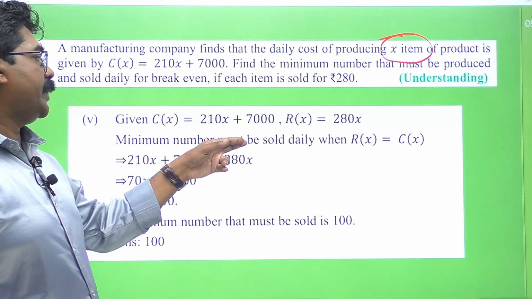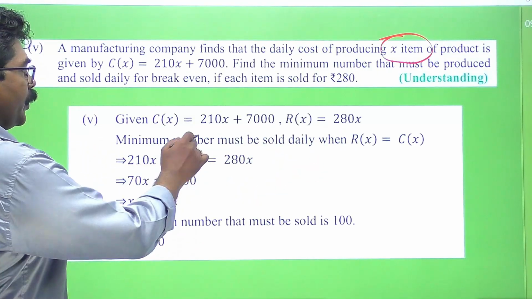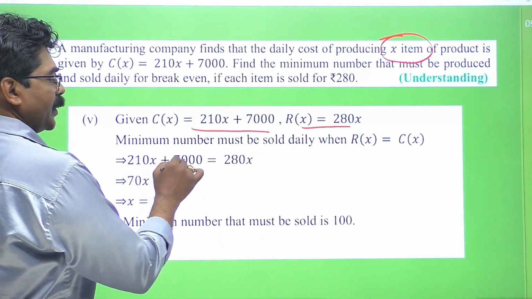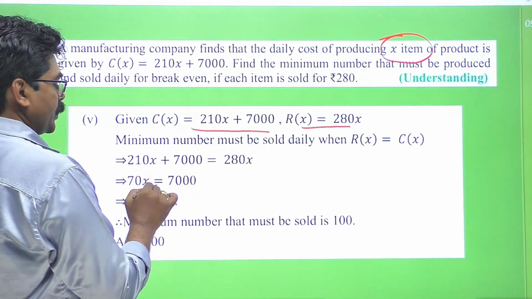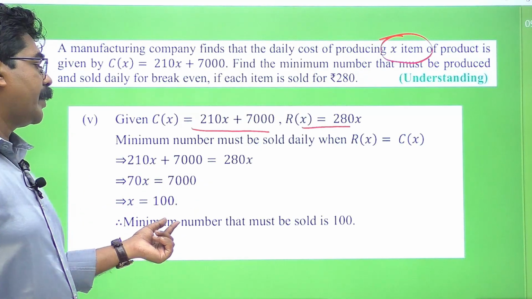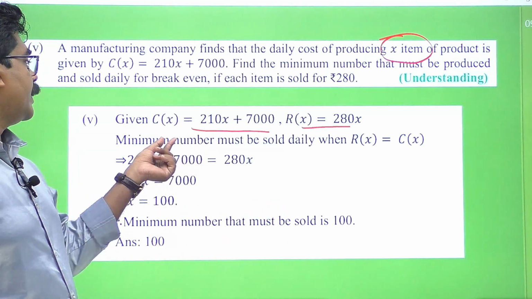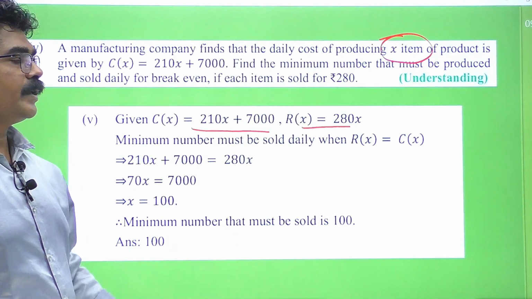Minimum number must be sold daily when R of x is equal to C of x. If you equate these two terms, 210x plus 7000 is equal to 280x. This is 70x is equal to 7000 and x is equal to 100. Therefore, minimum number of items is equal to 100 when C of x is equal to R of x. That is, the minimum number that must be sold.